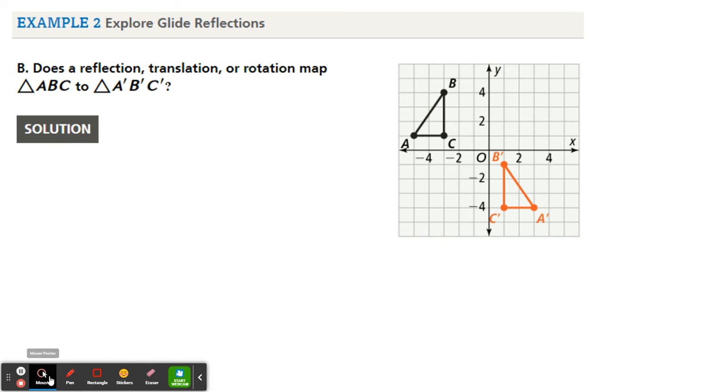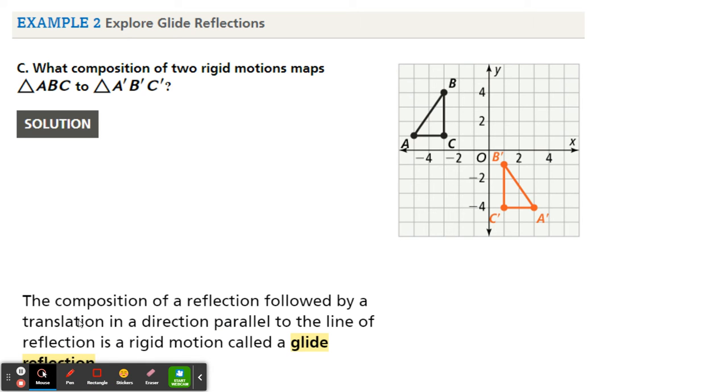Okay, so if there's not a single transformation, what about a composition of transformations, right? So let's take a look at this idea of composition. So what could I do with this composition of transformations? Well, if I look here, I think I talked about doing a reflection, but the idea that it was too high.